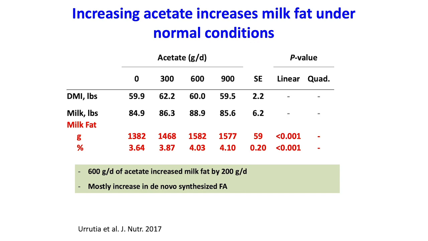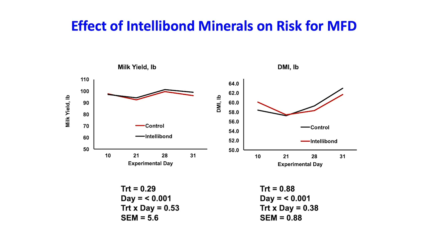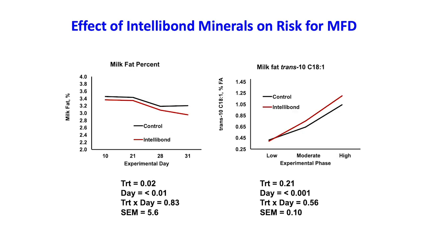So the experiment, we have conventional versus IntelliBond, 3 dietary phases, low risk for 21 days, 7 days moderate risk, 3 days for our high risk. And this is long enough to see a change in those trans intermediates. So we saw no effect of IntelliBond on milk yield or dry matter intake. We had production levels that were in the mid-90s in the experiment.